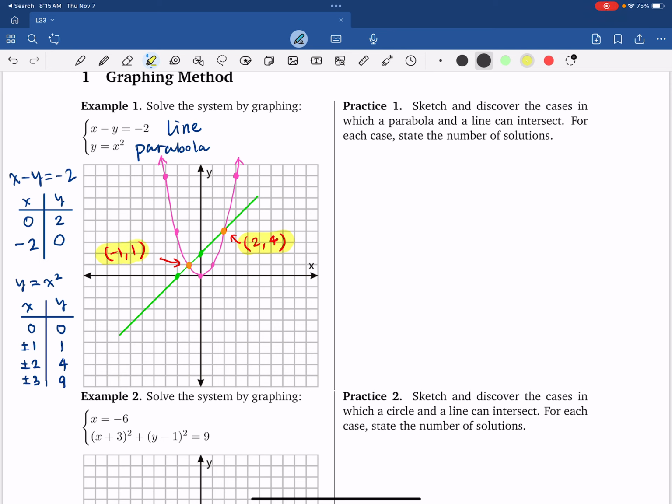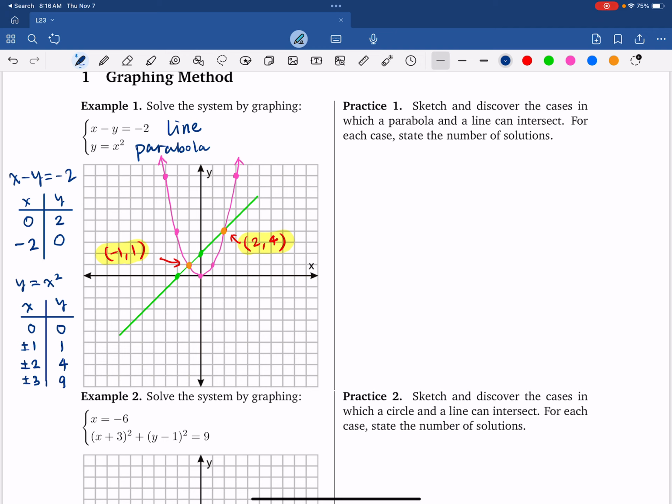And that's example 1. Practice 1 says, sketch and discover the cases in which a parabola and a line can intersect. For each case, state the number of solutions. So I'm going to give you some time to think about this. You could do some sketches yourself and see how they can interact. Apparently, we have one case, which is on the left-hand side, right? In this case, there are 2 points of intersection. Can you come up with other cases?